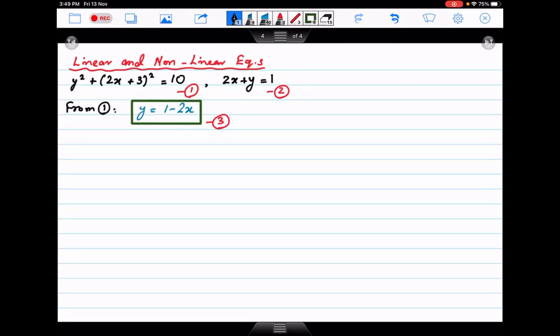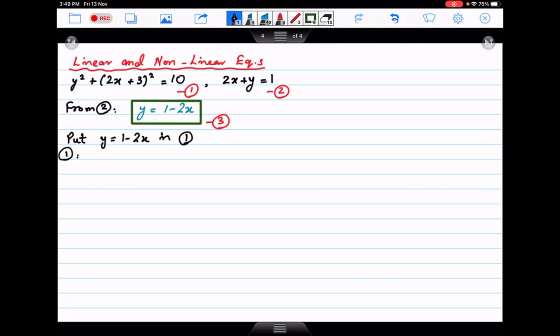Now we have the value of y. So I will be putting this value in equation 2. Or sorry, it was from equation 2 rather than equation 1. So it was the value of y from equation 2. So I have taken out the value from equation number 2. Now I am putting it in equation number 1.